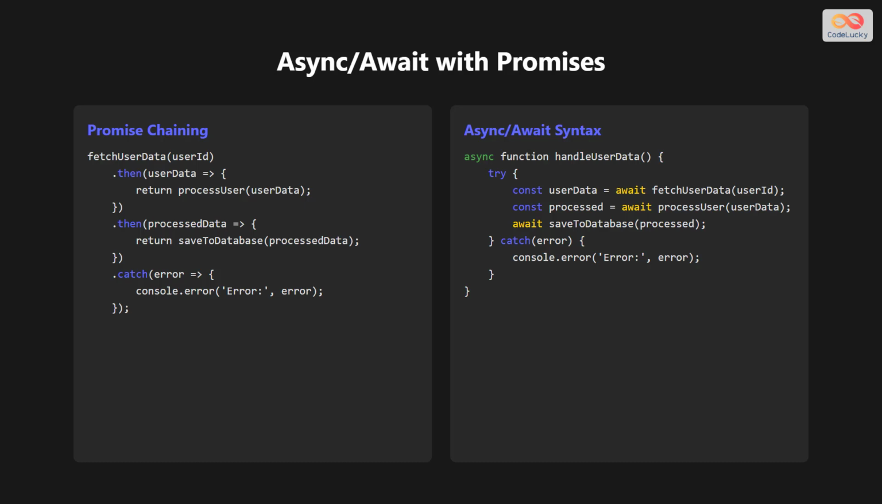Let's compare promise chaining and async await. In promise chaining, we use the then block to handle the resolve value of a promise and catch block to handle error. In async await, we declare an async function, use the await keyword to wait for the promise to resolve, and try catch block to handle the error.